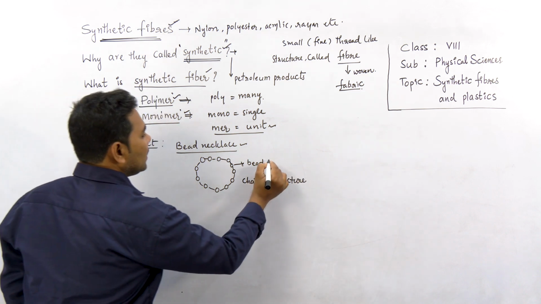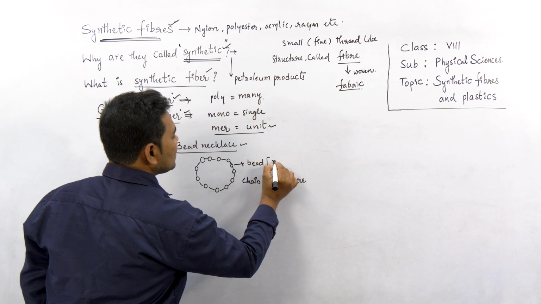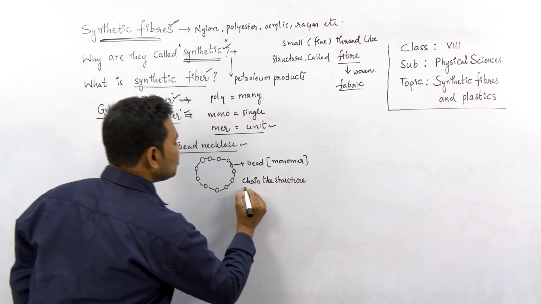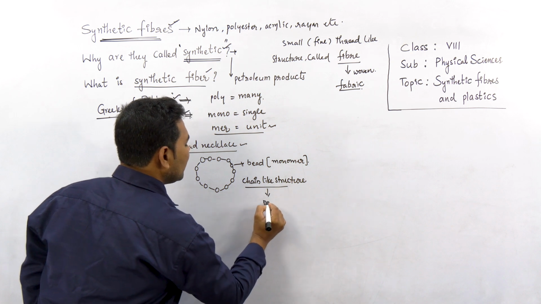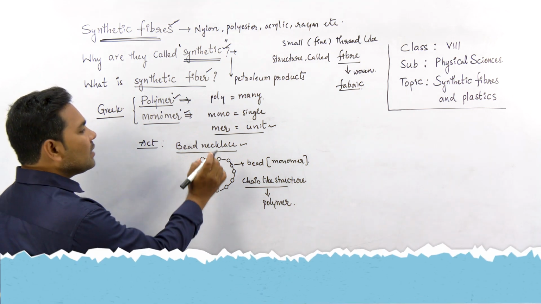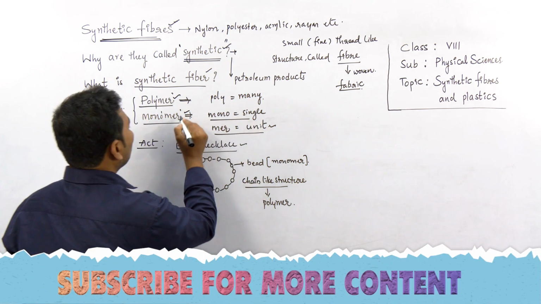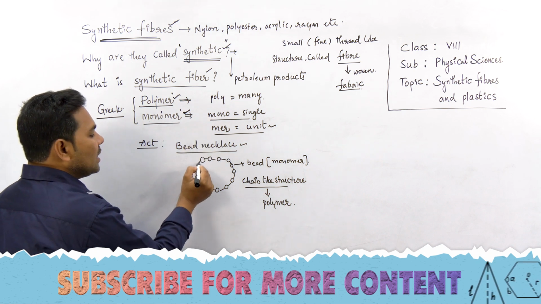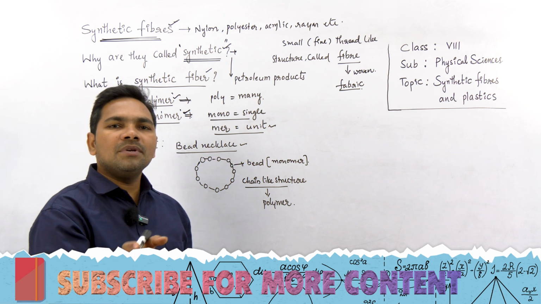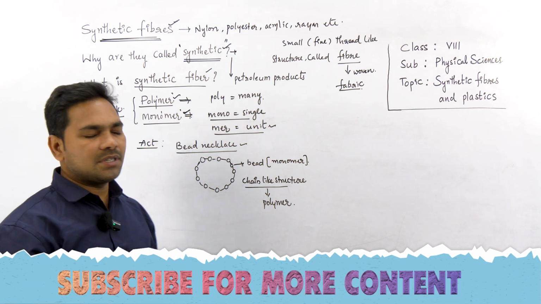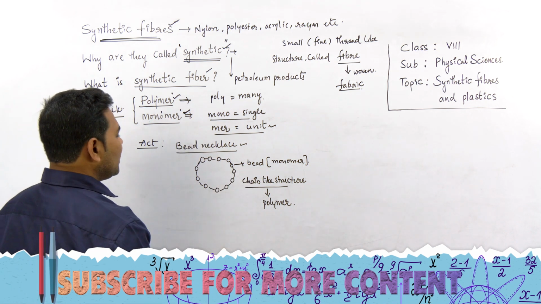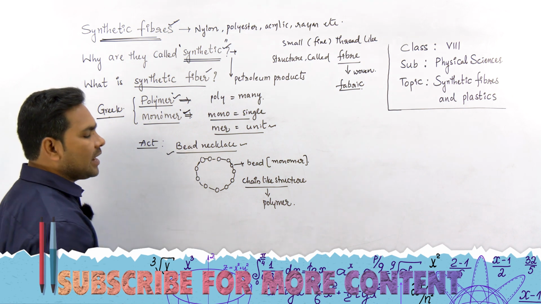Now we consider each bead of the necklace as a monomer, and the combination of all these monomers, this chain-like structure, represents a polymer. In the same way, in synthetic fibers also, each repeating unit is called a monomer. Such monomers are linked one with another to make a polymer, and such polymers are used to make synthetic fibers. Now we also understand the formation of fibers using another activity.